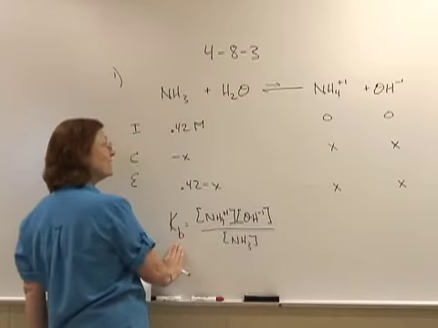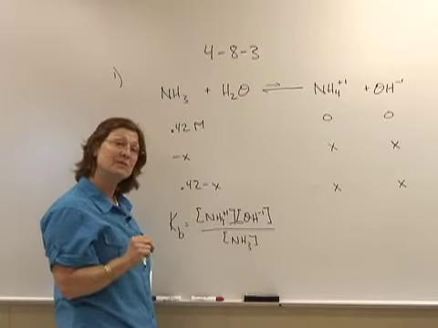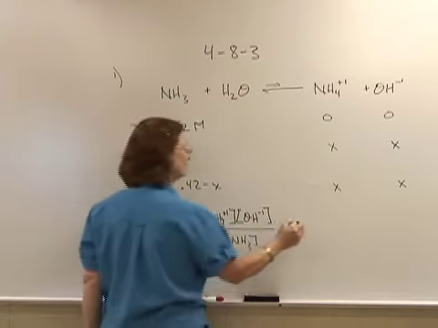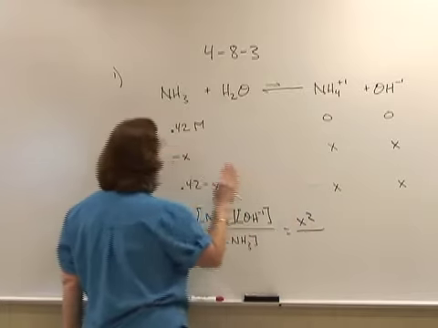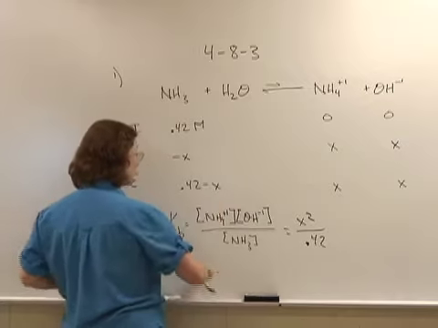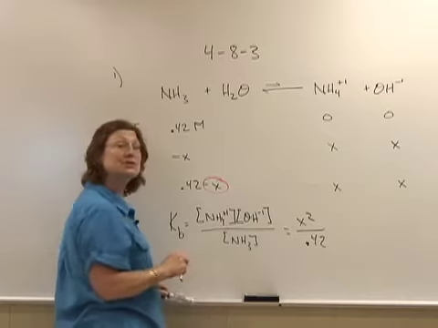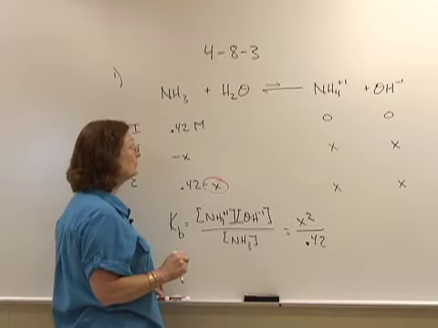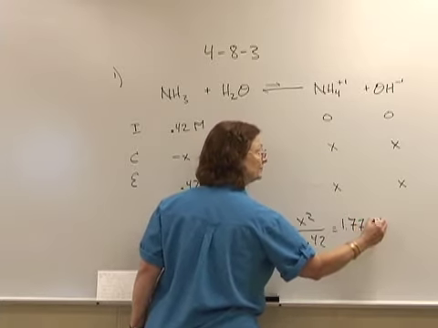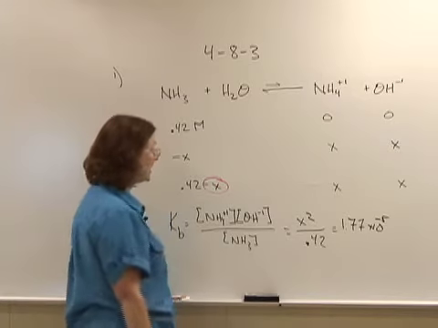I know that my Kb is equal to the products over the reactant, and I do not include water because it is a pure liquid. Both of these values are X, and that gives me X squared, and I put it over 0.42. Now, I eliminate this X value because I am going to assume that it is less than 5% dissociated, the 5% rule. And then I set it equal to the Kb. Once I do that, then I can solve for X.